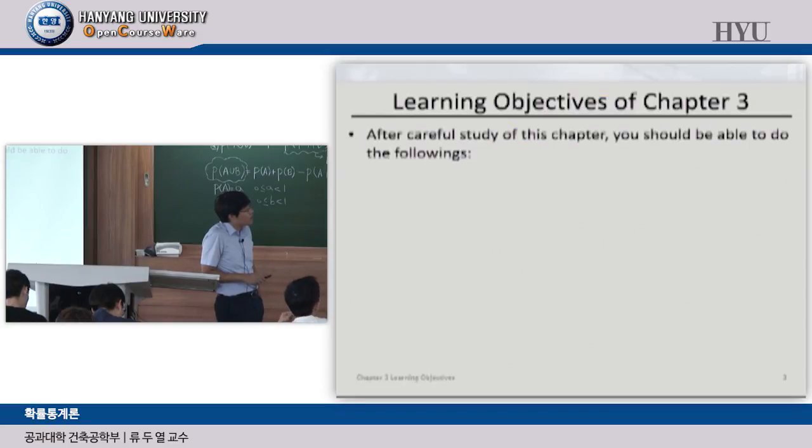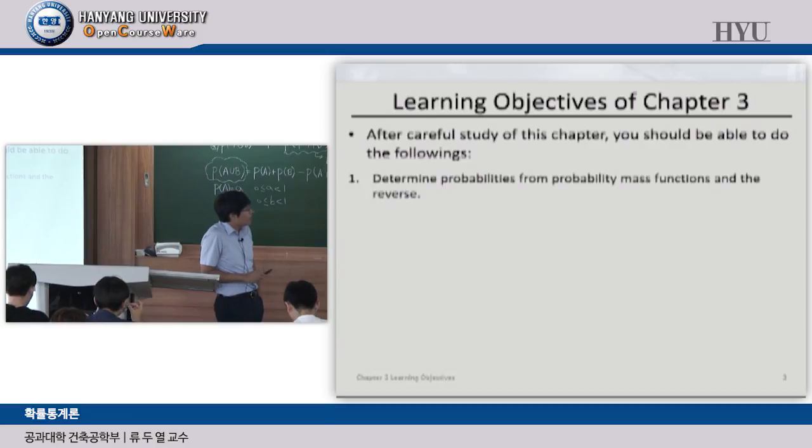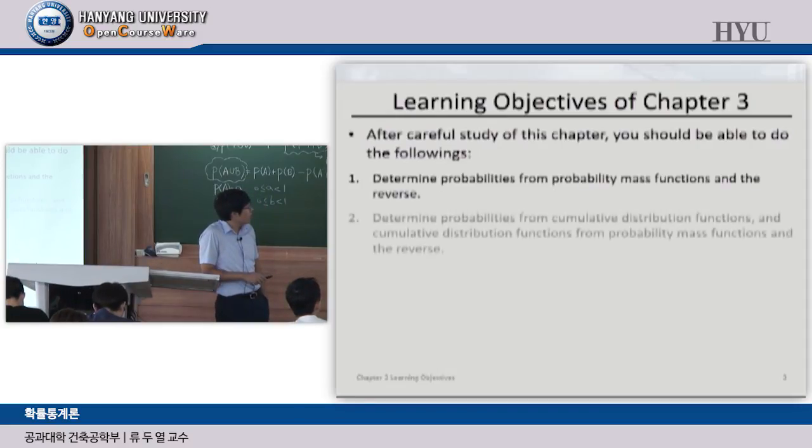And this is the learning objective for chapter 3. After careful study of this chapter, you should be able to do the following. Firstly, you can determine the probabilities from the probability mass function and the reverse. And secondly, you can determine the probability from cumulative distribution functions. And the cumulative distribution functions can be obtained from the probability mass functions and the reverse.